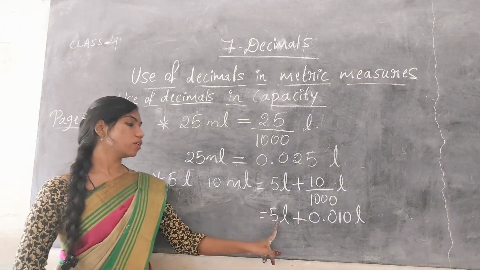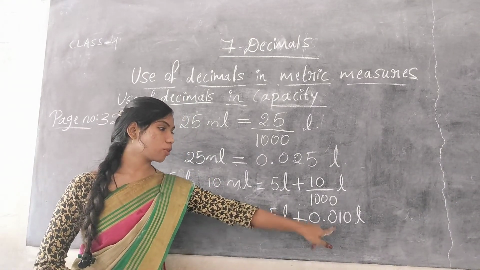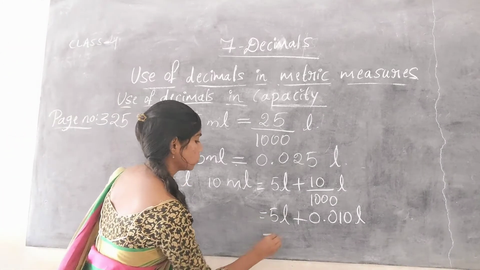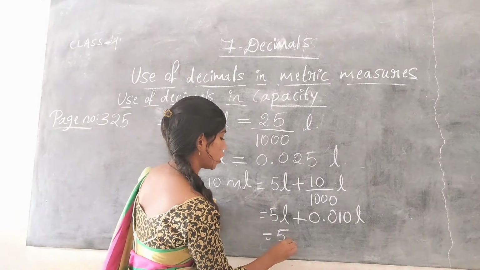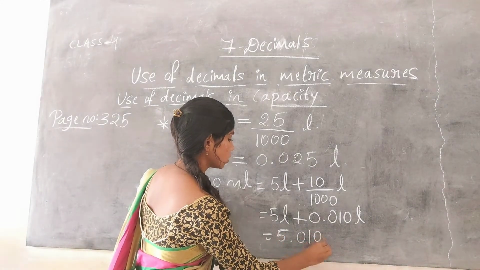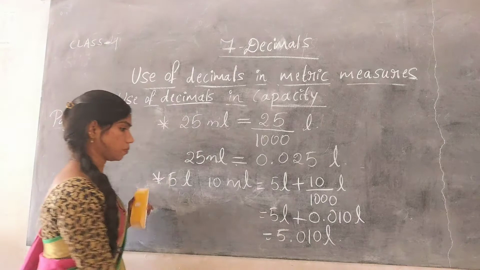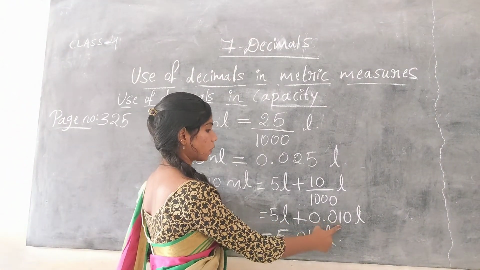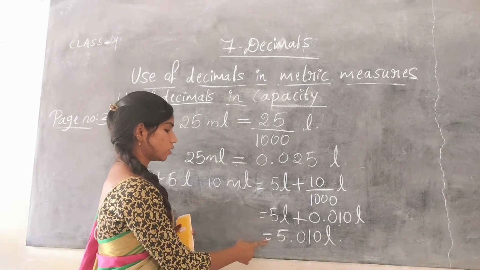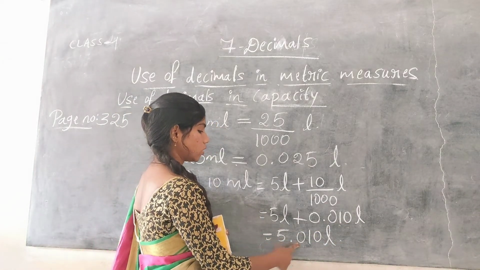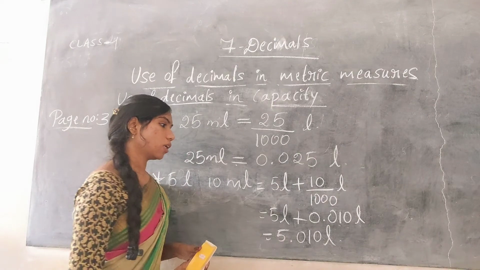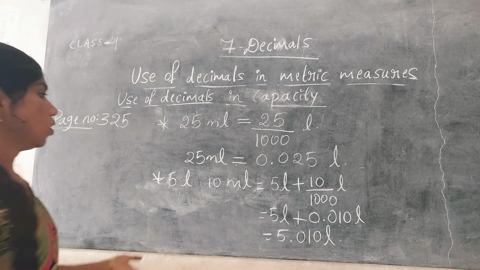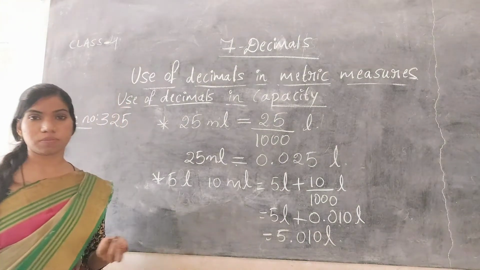Now add 5 liters and 0.010 liters. Then it becomes 5.010 liters. So 5 plus 0.010 liters is equal to 5.010 liters. So write this down in your class work.